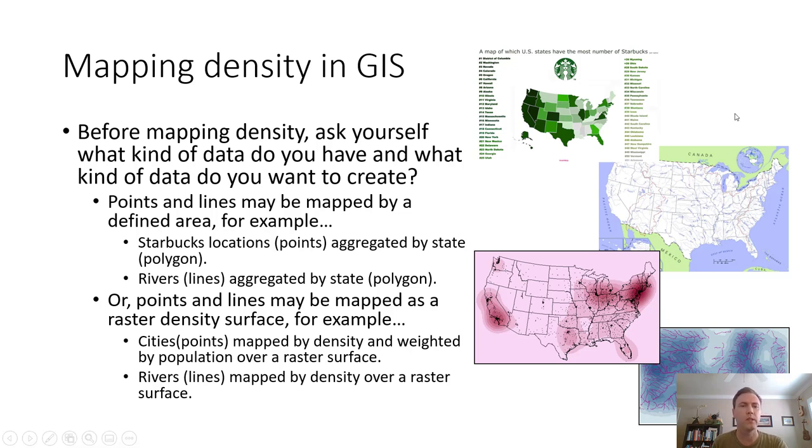Or points and lines may also be mapped as a raster density surface. For example, cities mapped by density and weighted by population over a raster surface, and that's the example we have here. So the density of the actual number of cities in an area, then you can add in the attribute of population, and that will give you actual population density over the whole country. The last example there, rivers mapped by density over a raster surface.